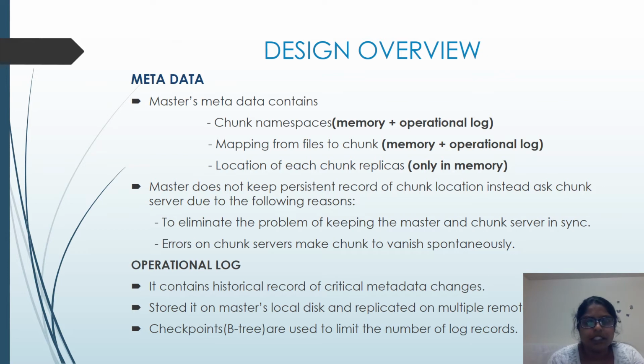Metadata. Metadata contains mainly three types of data: chunk namespace, mapping from files to chunks, and locations of each chunk's replicas. All three are saved in memory, and only the chunk namespaces and the mapping from files to chunks are saved in the operational log. We are going to see the operational log in the same slide.